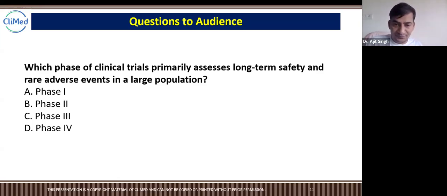Hepatotoxicity of, renal failure of. No, renal toxicity is okay. But tell me the drug name also. I'm asking for an example of a drug and its long-term effect.